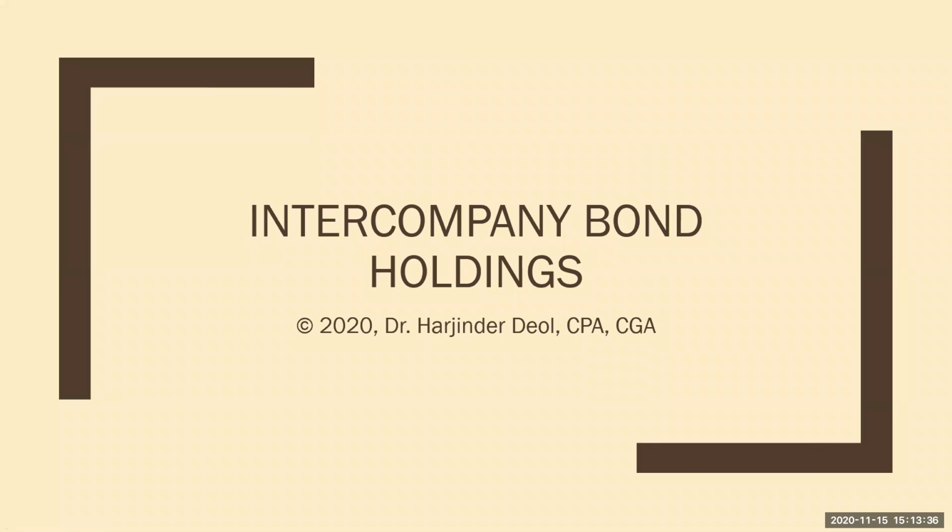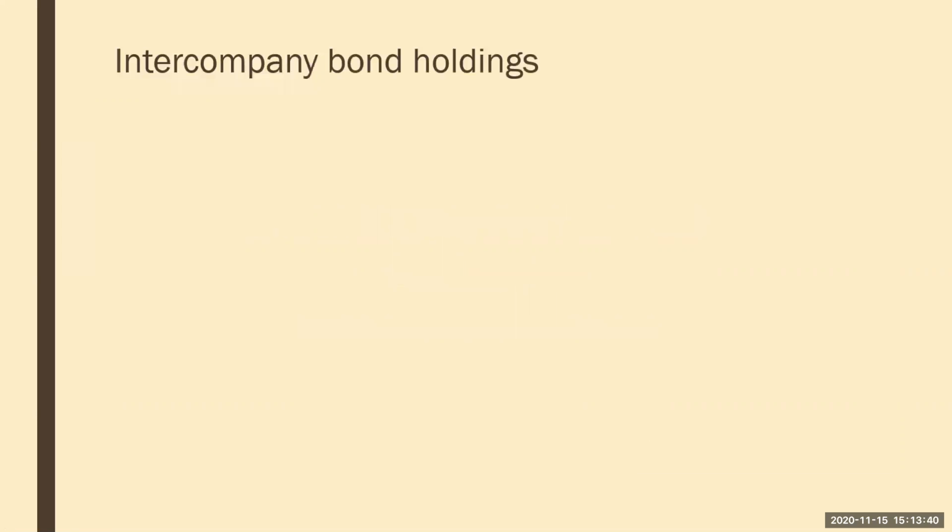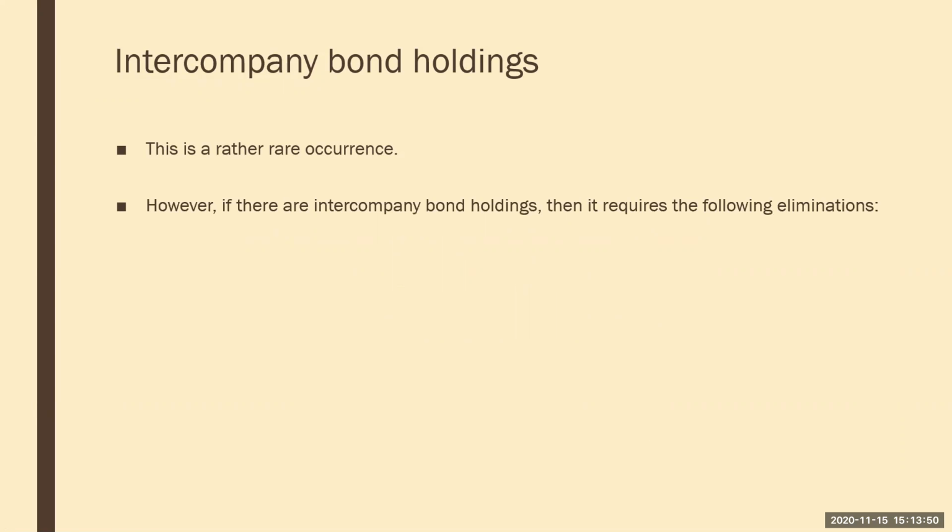Next, we'll talk about topic 10, intercompany bond holdings. Intercompany bond holdings is a very rare occurrence, especially within the same entity. However, if there are intercompany bond holdings between the parent company and the subsidiary, then it needs the following eliminations.